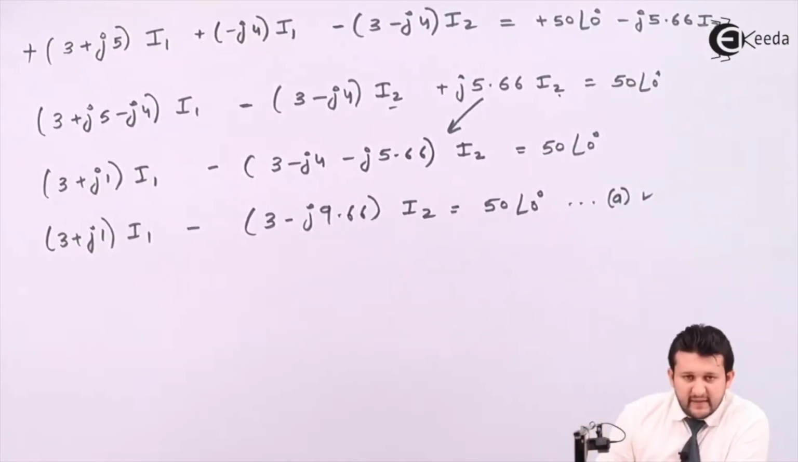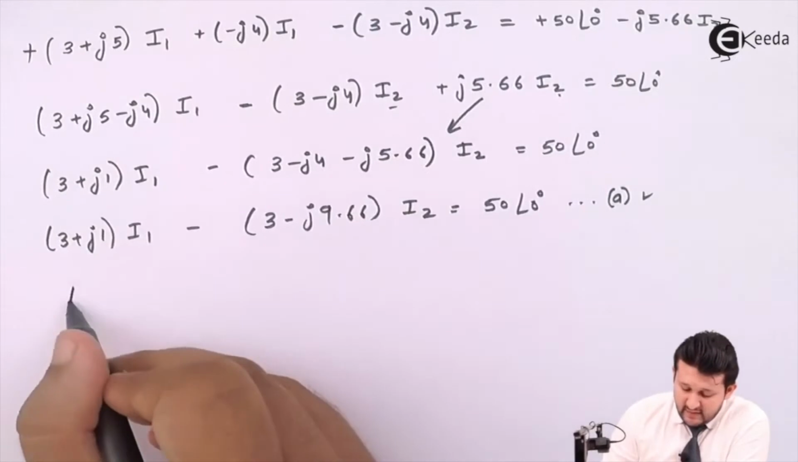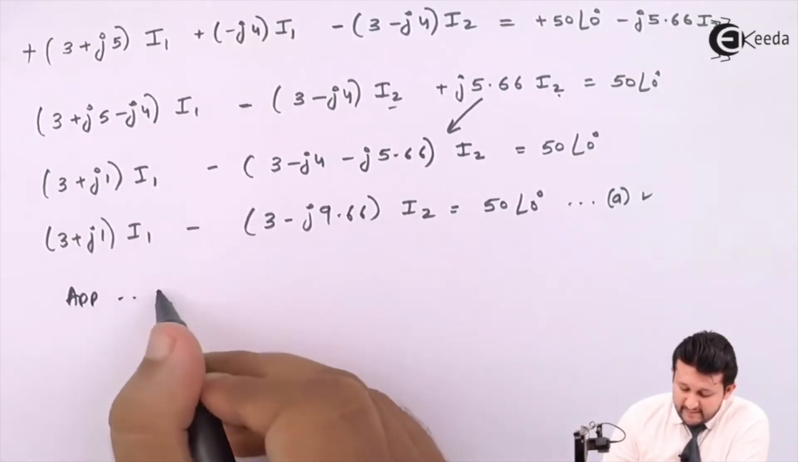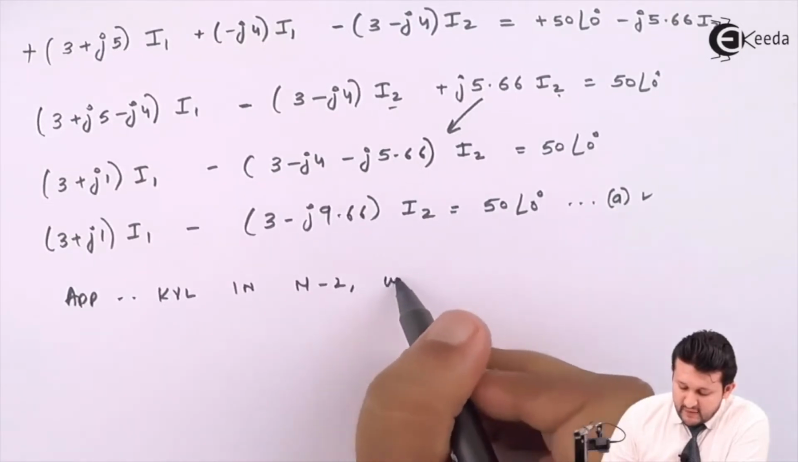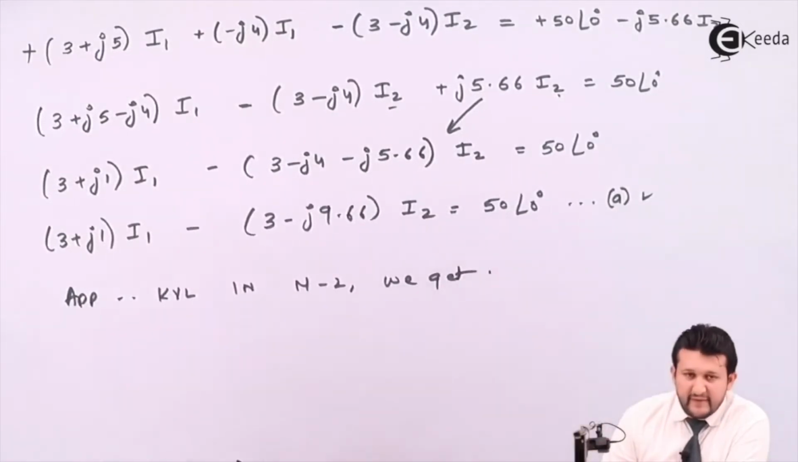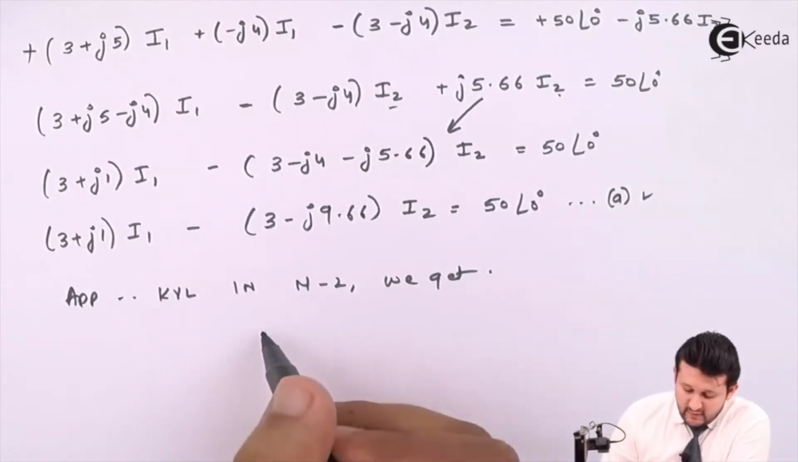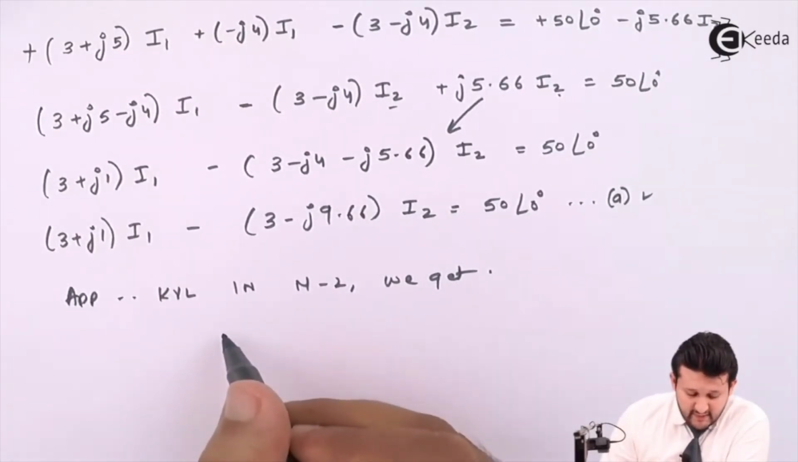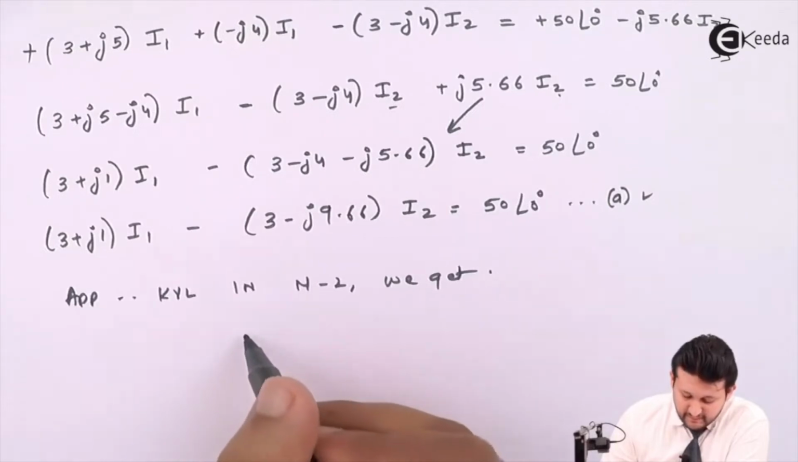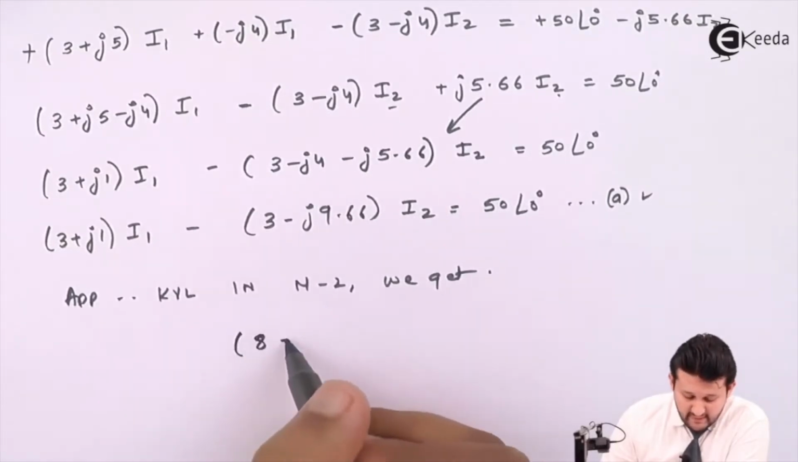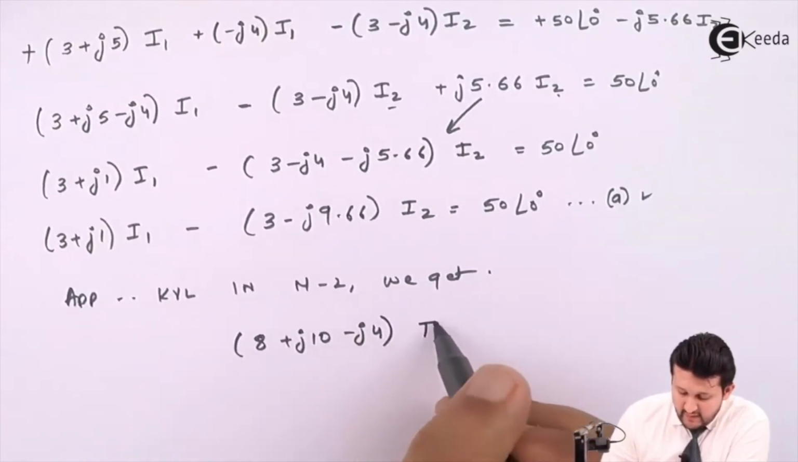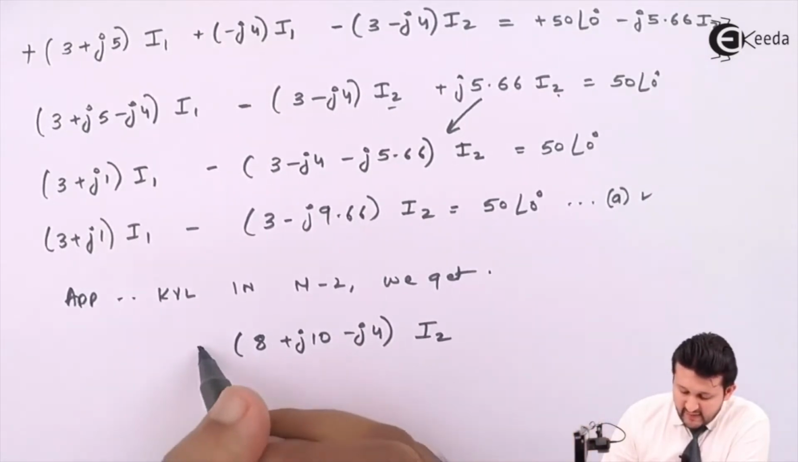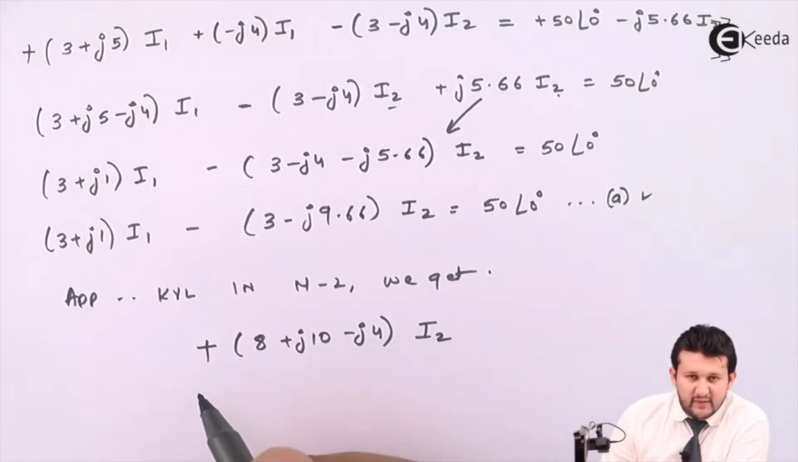Now let's apply KVL in your mesh 2. So applying KVL in mesh 2, we get. In mesh 2, you have 4 components, 2 resistances and 1 inductor and 1 capacitor. So addition would be 8 plus J10 minus J4. Your current flowing is I2. Since you're writing for mesh 2, the sign will be positive.